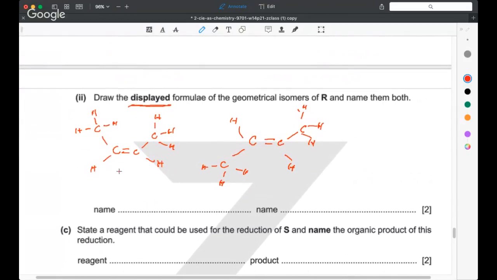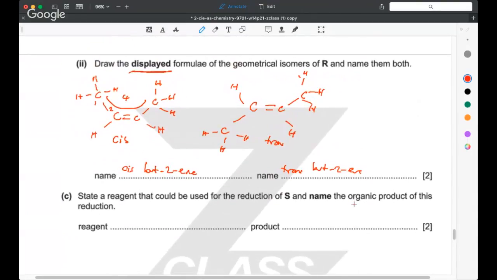Now, this one is cis, they're on the same side, and this one is trans. They're on different sides of the carbon-carbon double bond. And the longest chain is 4 carbons long, isn't it? So our stem is going to be but, and the functional group is the alkene here, and that's at position 2. So the name for this is but-2-ene. It's the same for this one as well, but this is cis-but-2-ene, and this is trans-but-2-ene, isn't it?